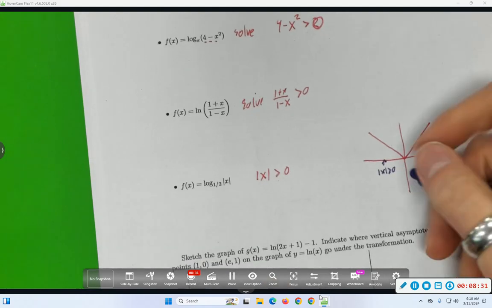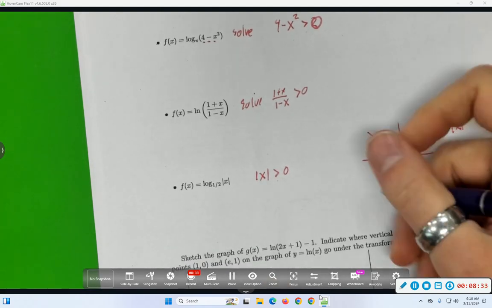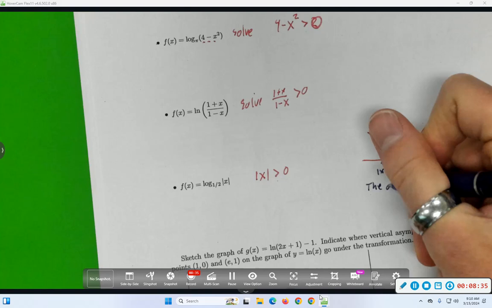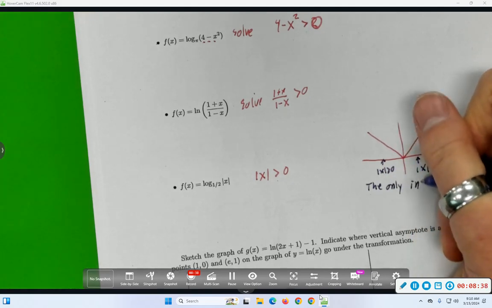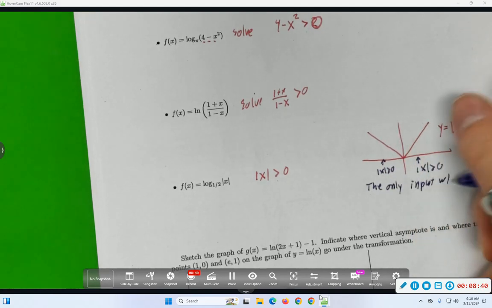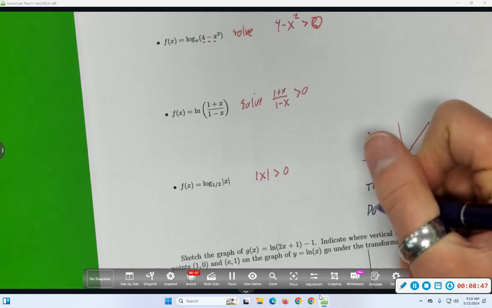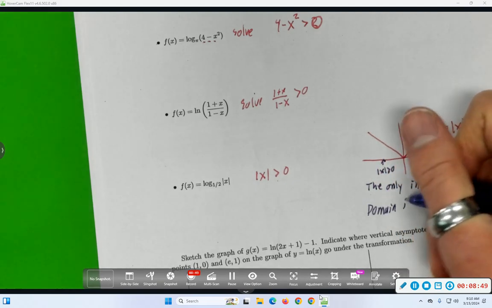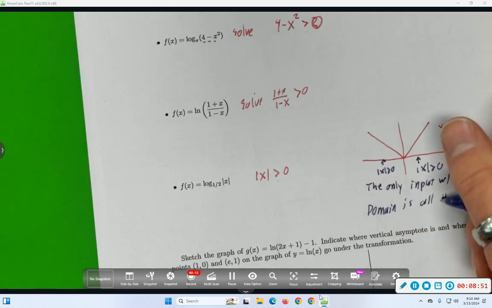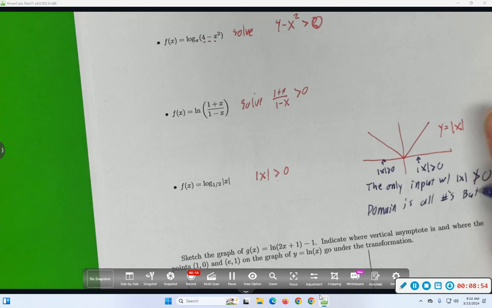And we can go through it algebraically now, but graphically it's nice. The only input with absolute value of x not bigger than 0 is x equals 0. So the domain is all numbers but 0, which you could then put in interval notation if you wanted to. So there's one way to think through this one.